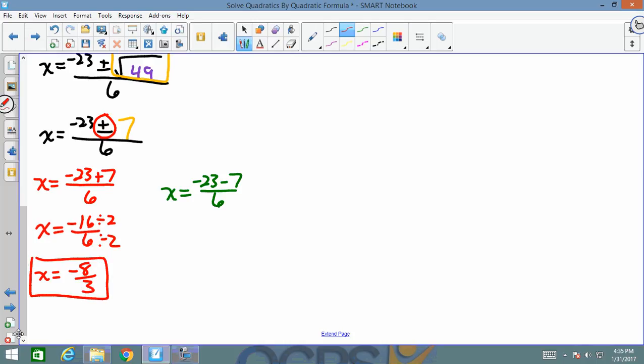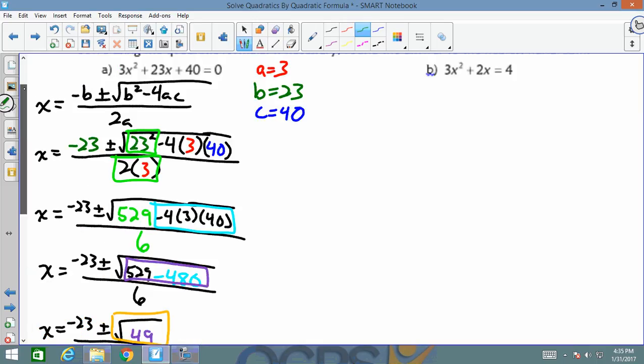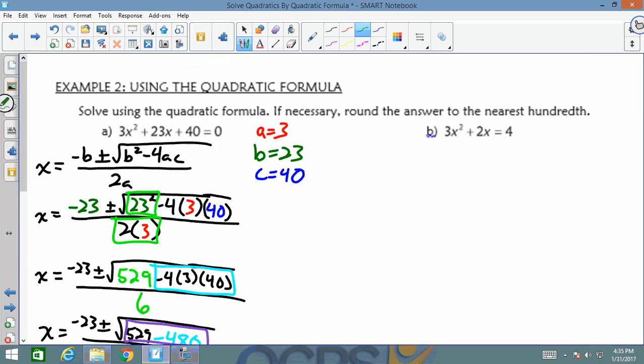Then we're going to do the other side, the green side. So we get x equals negative 30 over 6. So x will equal negative 5. Okay, we got another long example, and then the other two will be short, right?